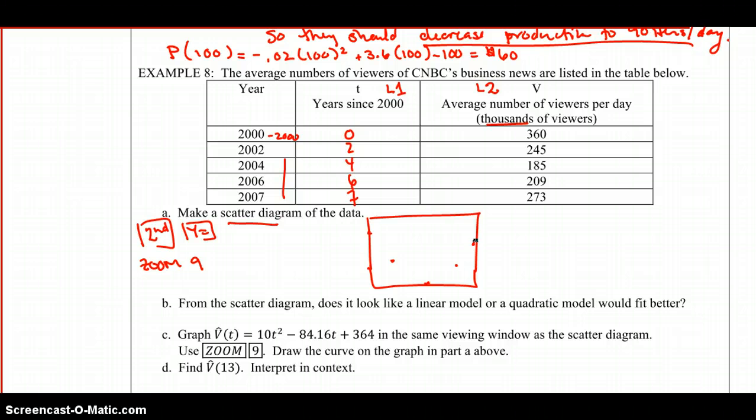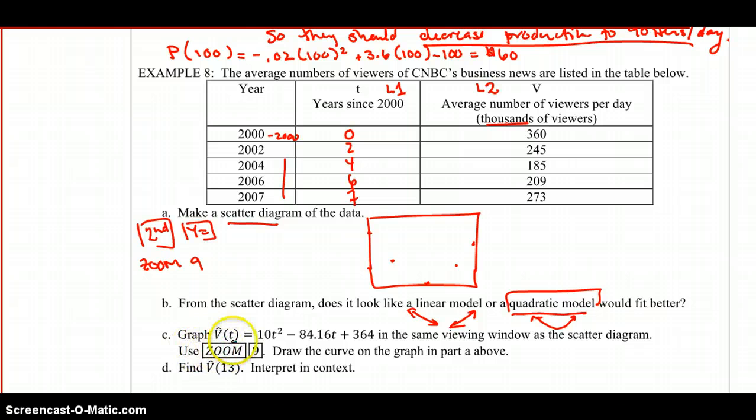So from the scatter diagram, does it look like a linear model or a quadratic model would fit better? And in this case, for a linear model, we would need something that looks like this or this, which doesn't fit our data very well. Whereas for a quadratic model, we can look at something that has this bend or curve to it.